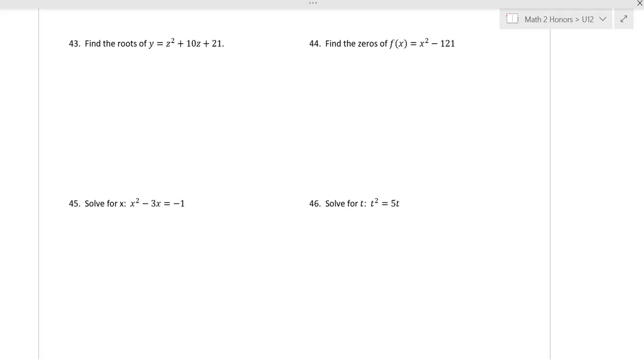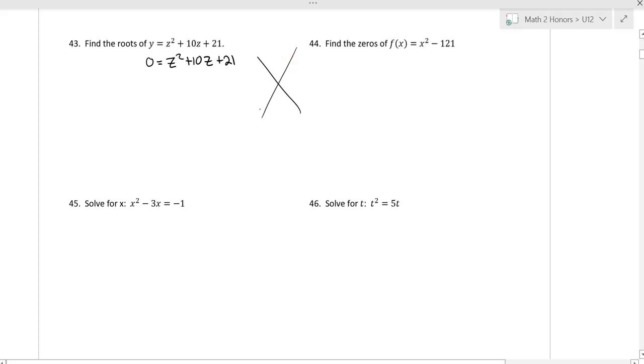Okay, so number 43 says find the roots. To find a root, you set y equal to 0 and solve for, usually it's x, but in this case it's z. And I tend to try factoring first. Not always, but I'm going to check factoring out here first. So I'm looking for two terms that multiply to 21z squared and add to 10z. I'm thinking of factors of 21. 3 times 7 is 21, and 3 plus 7 is 10. So I'm going to go with 3 and 7.